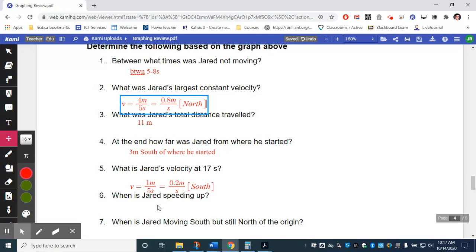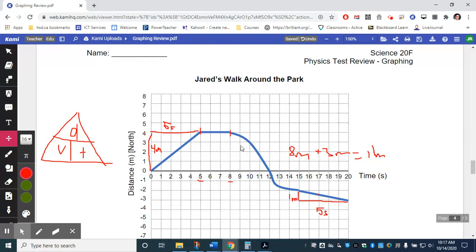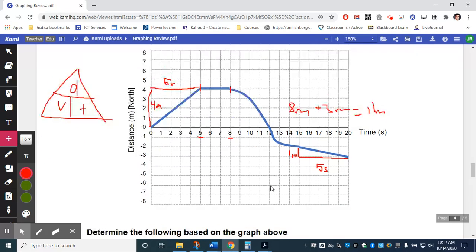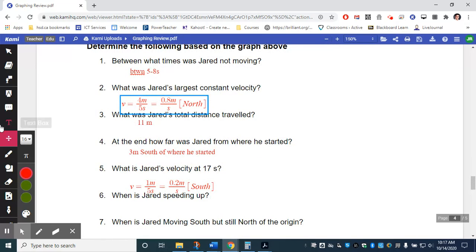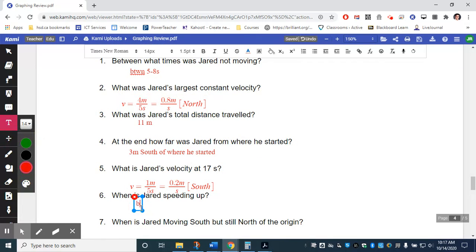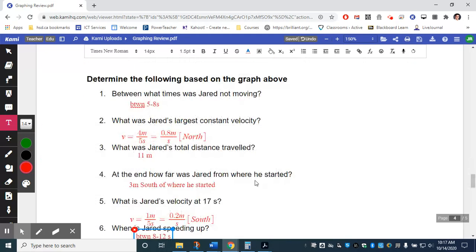Oh, 6. When is Jared speeding up? When was he speeding up? Well, I know he's moving down, but this is the section he's speeding up. His velocity is getting faster. He instantaneously speeds up at the beginning like he's going fast, and then he stops. And so technically there's some slowing down here, but this is the section where we see a curve on the graph between 8 and 12 seconds. We see that his speed is increasing. All right, and so the answer is between 8 and 12 seconds. Is that right? 8 and 12, yeah. That's when he's speeding up.